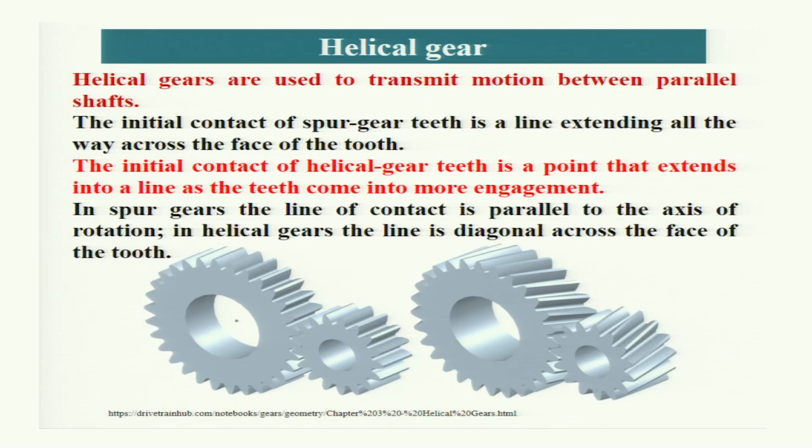The helical gears are used to transmit motion between parallel shafts, similar to the spur gear. You see, this is a spur gear. The shaft of the gear is this one and the center line of the shaft of the pinion is this one, and both are parallel to each other. Now this one is the helical gear. This is spur gear.